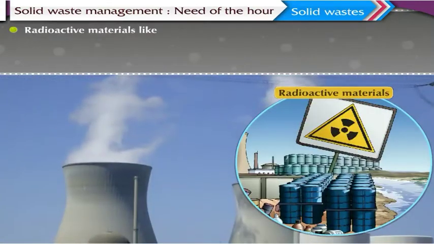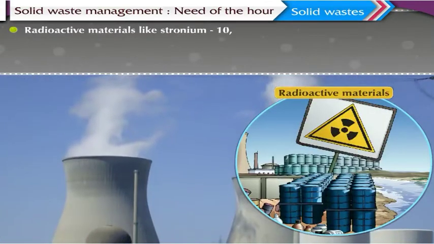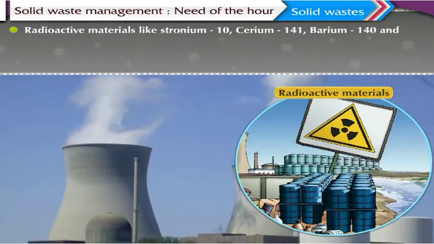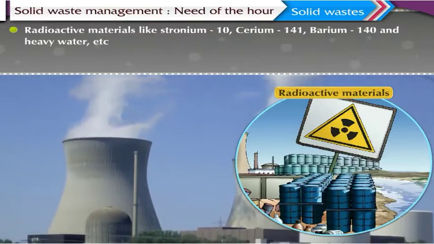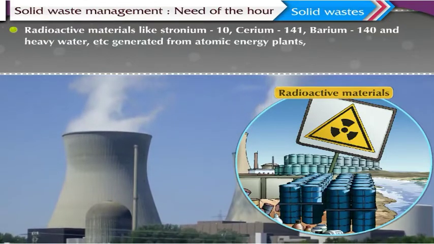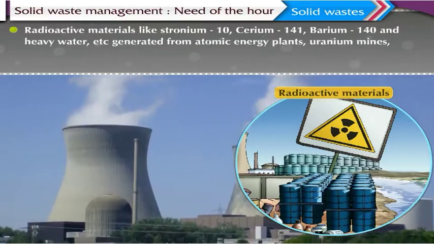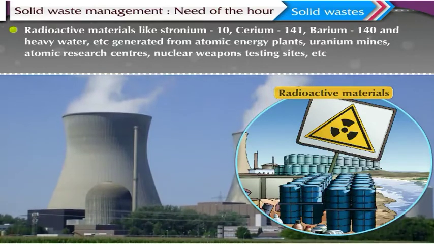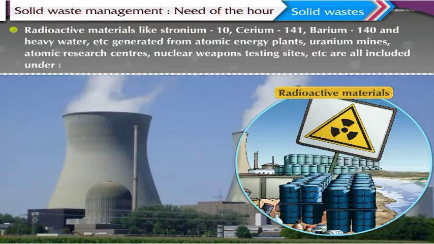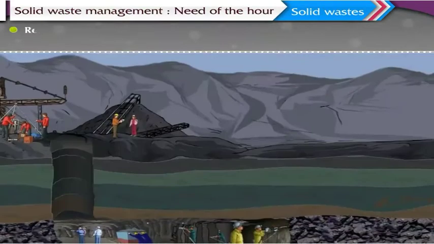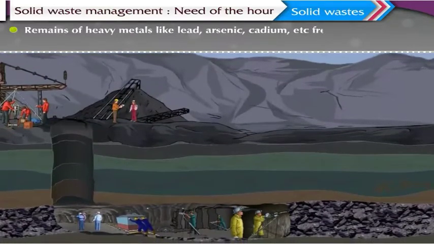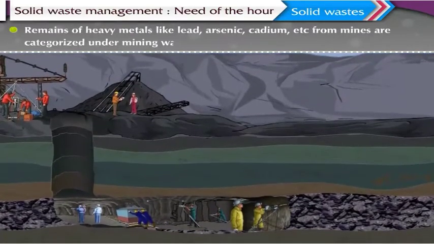Radioactive materials like strontium-10, cerium-141, barium-140, and heavy water, etc., generated from atomic energy plants, uranium mines, atomic research centers, nuclear weapons testing sites, etc., are all included under radioactive wastes. Remains of heavy metals like lead, arsenic, cadmium, etc. from mines are categorized under mining wastes.